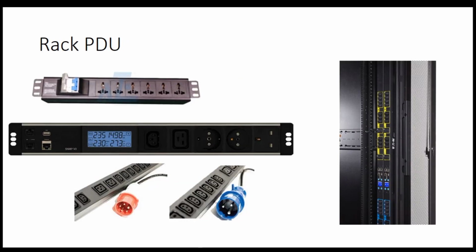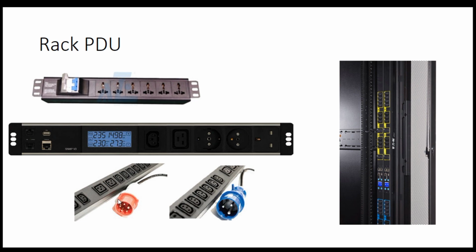Rack power distribution unit, or rack PDU, is a strip of power sockets that is used to transfer electricity to IT devices through a power cable. It has the female side of power sockets and also comes with different types of power sockets. Also there are single phase PDU and three phase PDU, as you see here. This is a single phase PDU and that's a three phase PDU.